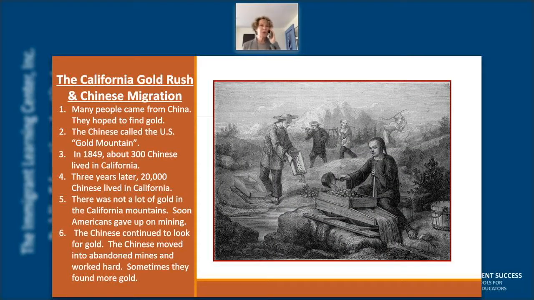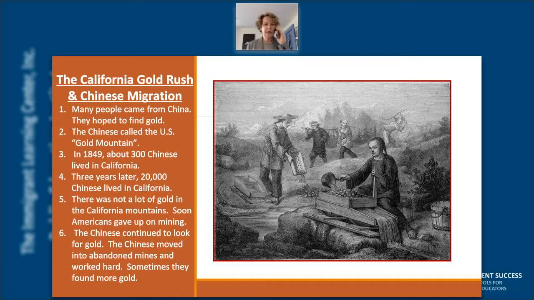Then we talked about other populations, but this was new for us being in the Northeast. We haven't heard as much about Asian migration and Chinese migration into California. So we talked about the gold rush. The students were fascinated with the gold rush and that notion of there's gold in these mountains and people can go find it. So we looked at how people were living, how they set up their camps, how they looked for gold. And then we talked about the Chinese migration and their search for gold in the gold rush.